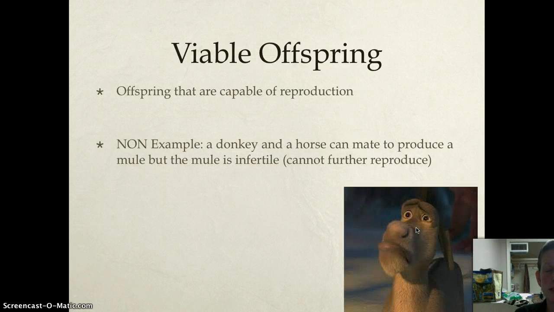Viable offspring is another kind of side topic, but very important. In evolution, the offspring have to be viable. They have to be able to mate and produce their own offspring. So an example of offspring that is not viable is when you breed together a donkey and a horse. That produces a mule. Mules are infertile. Therefore, the gene line stops there. And that would not be a case of evolution, because genes are not being passed down generation after generation.